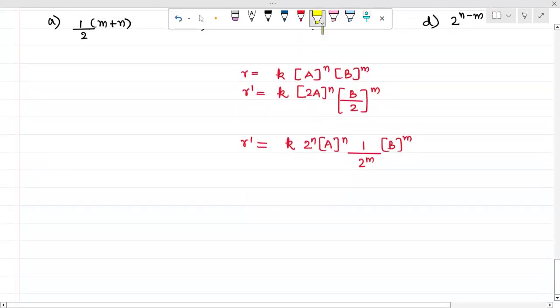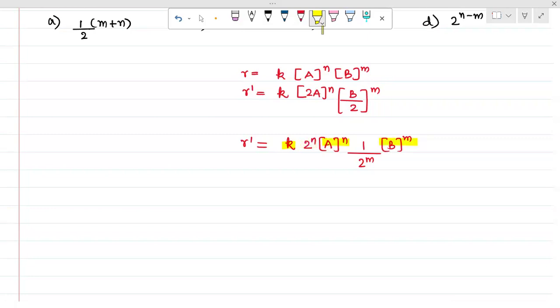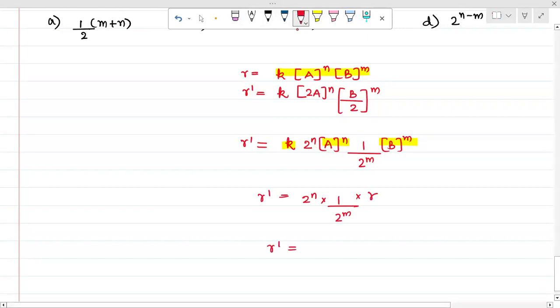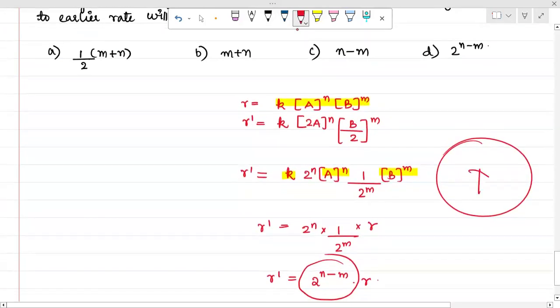Correct? Now we know that K A to the power n and B to the power m is our equation for R. So I can write it as R prime is equal to 2 to the power n into 1 by 2 to the power m into R. So the new rate is 2 to the power n minus m times the earlier rate. This is our answer, option D. Very easy question. Option D.